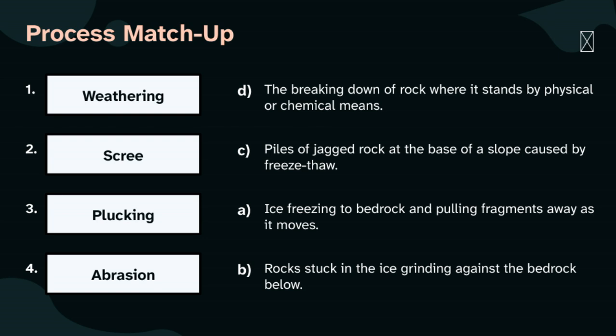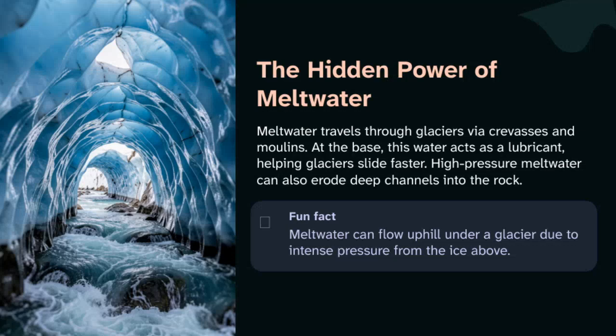A good way to remember the difference is this: plucking pulls, abrasion scrapes. That simple phrase can help you avoid mixing them up in an exam. Now let's look at the role of meltwater. Meltwater is water produced by melting ice or snow. It can travel through glaciers using cracks called crevasses and vertical shafts called moulins.